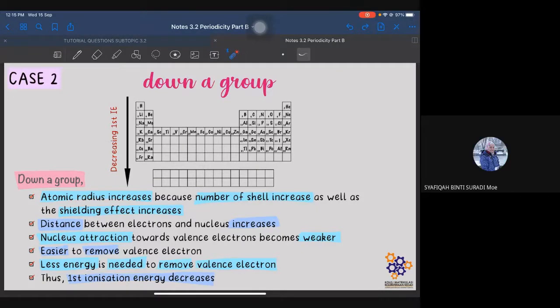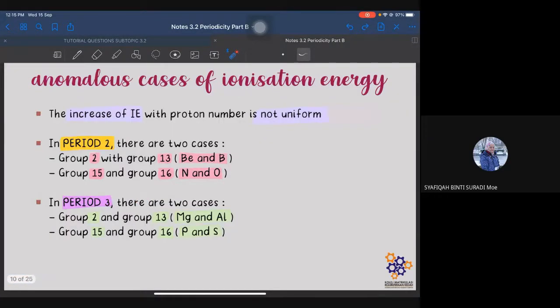Alright, so now kita nak tengok anomalous case. So yang tadi yang kita belajar tadi tu adalah general trends yang sepatutnya berlaku, bila kita nak tengok general trend of ionization energy across the period, okay, dan juga down the group. Okay, but kita ada anomalous case of IE when it comes to across the period lah. Okay, so the increase of IE with proton number. Okay, so ini kita akan bincang untuk across the period lah. Okay, so ada anomalous dekat across the period ni.